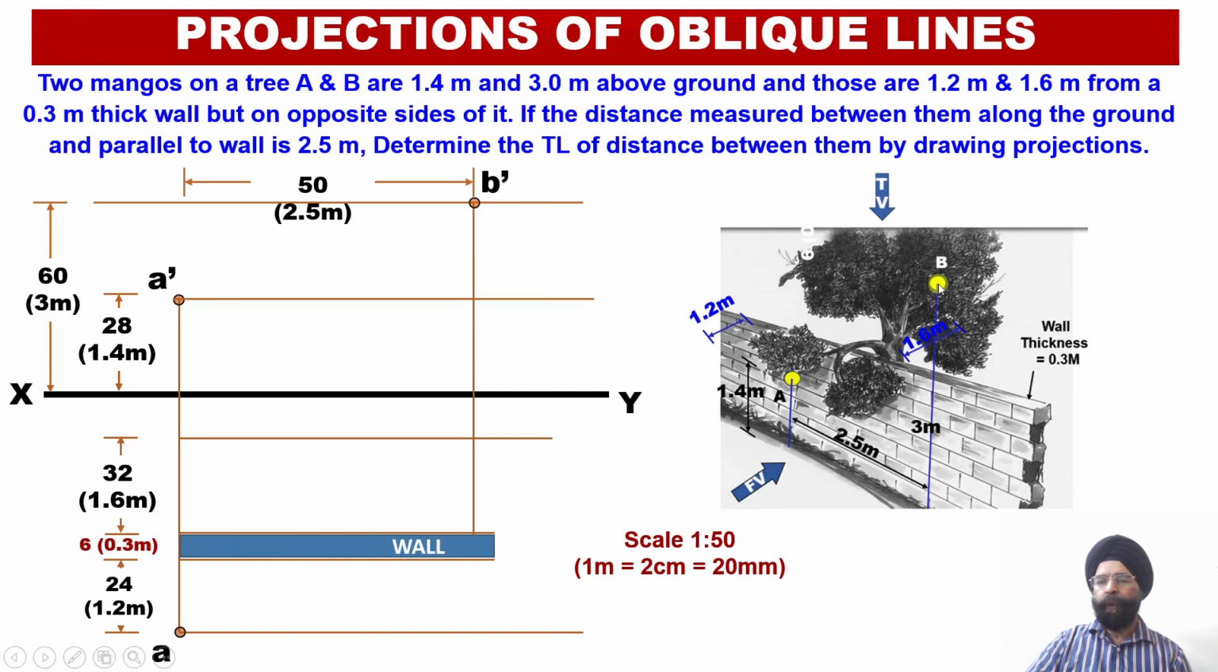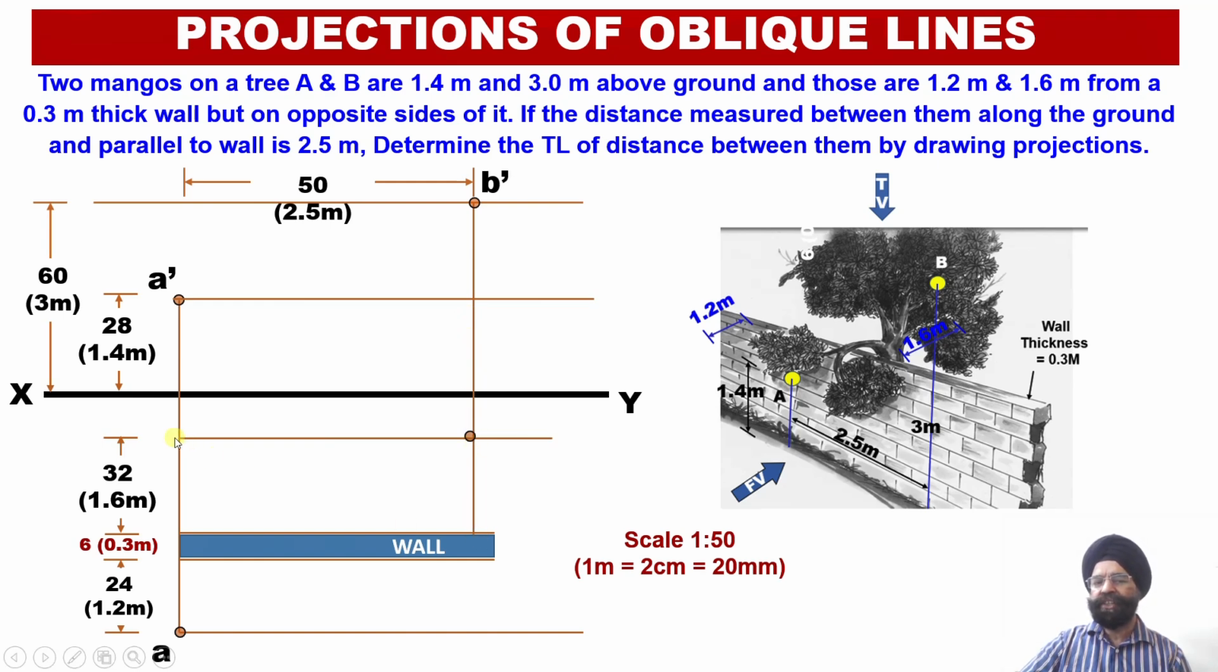That is, the point B projected in the front view will be located here, which is 2.5 meter measured alongside the wall from left to right, and then it is at a height of 60 millimeter or 3 meter above the ground. So having obtained the point A dash and B dash, I also know that wherever point B dash is located, onto the same vertical locus line, my point B will also be located.